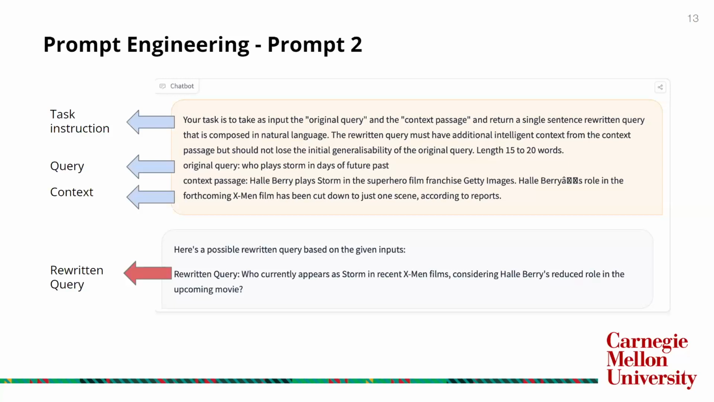However, the input query was who plays Tom in Days of Future Past, and the passage talks about Halle Berry, which is the actress who played the part. But the passage also talks about how her scenes were cut down a little bit during the filming. As a result of which, the rewritten query is who currently appears as Tom in recent X-Men films, considering Halle Berry's reduced role in the upcoming movie. So the intent here is changed. It assumes that somebody else plays the part because Halle Berry's part has been cut.